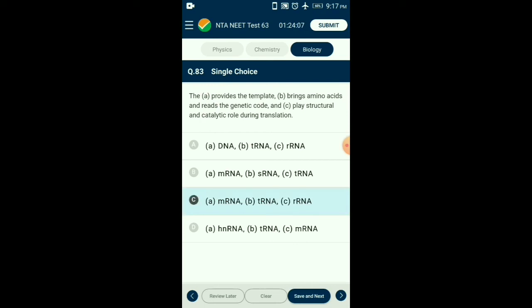First one, A, mRNA provides the template. B, tRNA carries amino acids and reads the genetic code. C, ribosomal RNA plays a structural and catalytic role during translation.